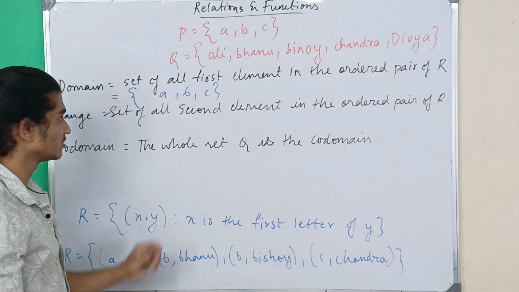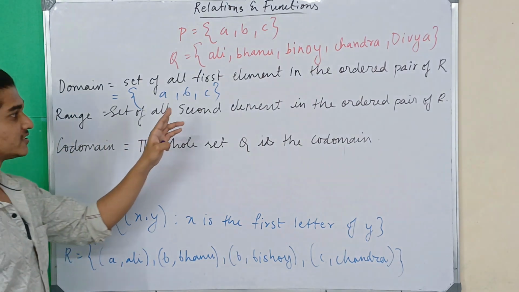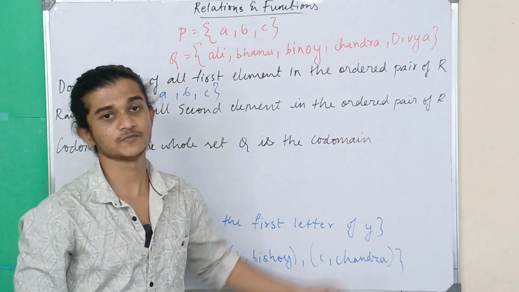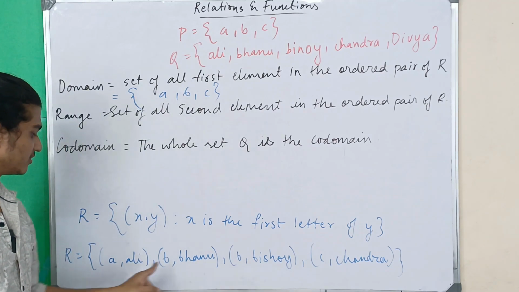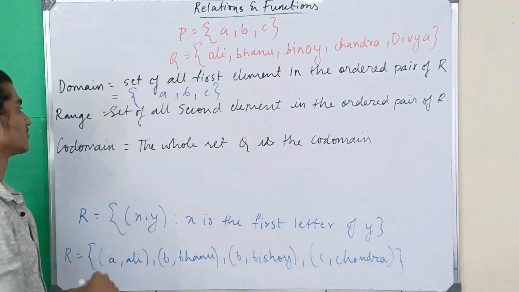Just have to write it once in sets. And the next thing is range: the set of all second elements in the ordered pairs of R. So you just have to list the second element in each ordered pair. That's your range. So that's all.